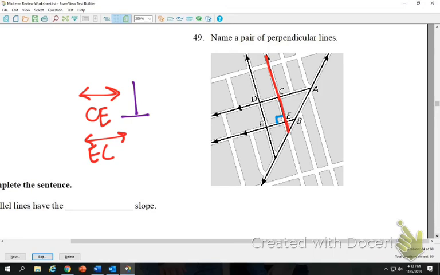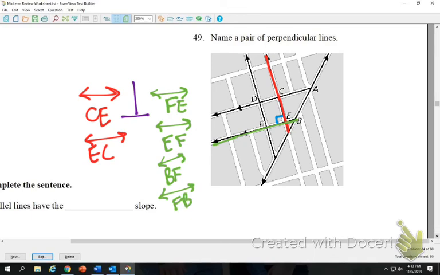Then they will name the second line, which has a couple more names. This is the one we said FE, EF, BF, FB, BE, or EB. Okay, so if they didn't name this line right, it's -1. If at any point in time it's wrong, it's just -1 total. So they could miss literally every single thing, and it's -1.